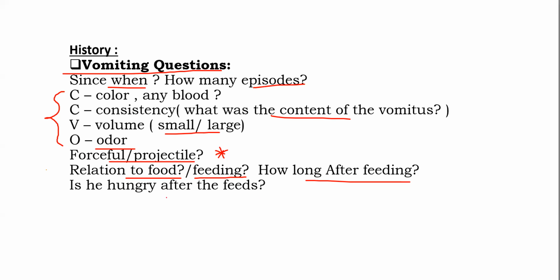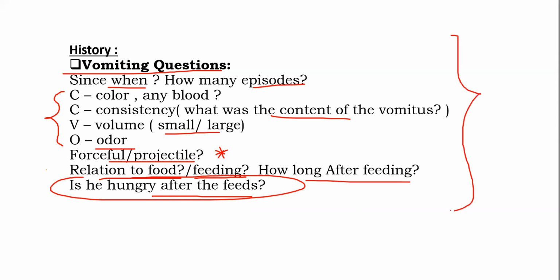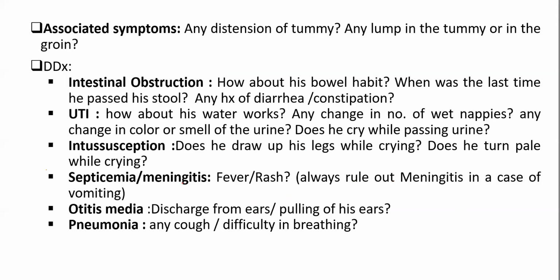Then say, does he become hungry immediately after feeding? Now that suggests that he's vomiting a lot, that every time you're feeding, the child is vomiting everything out. That's why he's becoming hungry and he starts crying. So these are the vomiting questions that we ask in here. So first of all, CCVO, and then forceful or projectile, any relationship to feeding, and does he become hungry immediately after feeds? Okay. So that's all the vomiting questions that we are going to ask.